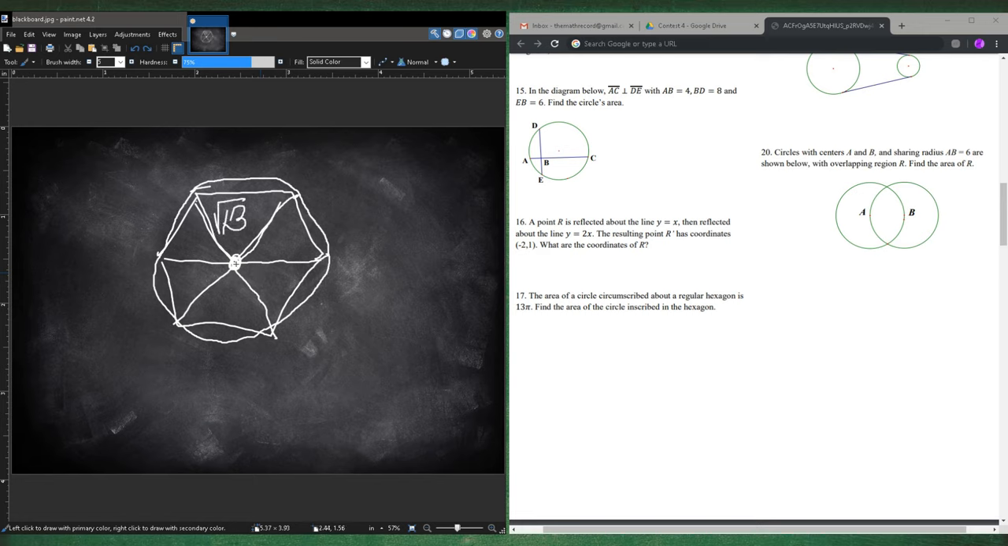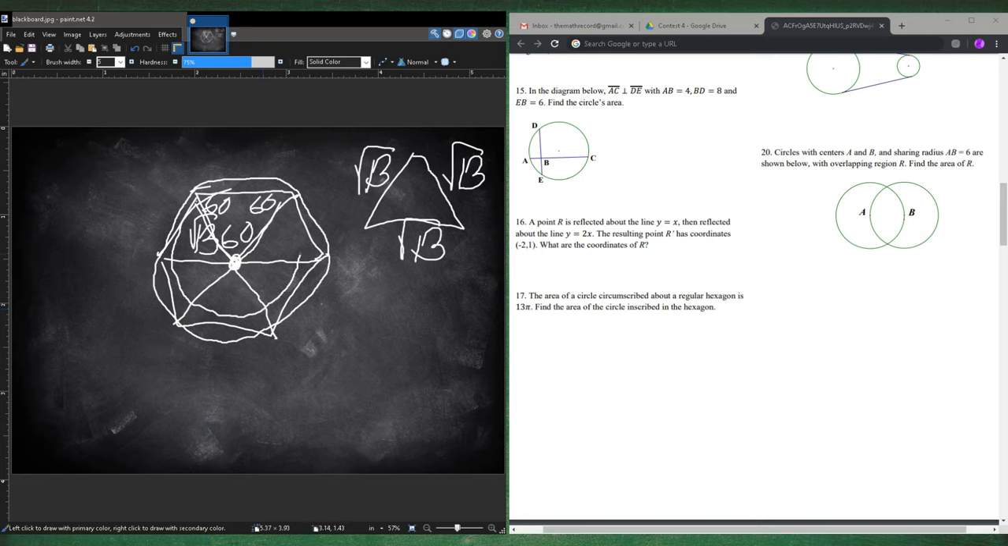We only need to focus on one right now. Since it's a hexagon, it's just made by 6 equilateral triangles. So this is just 60, and this 60, and this 60. The side length is square root 13. So you have a triangle with square root 13 as all its sides. And find the area of the circle inscribed in that hexagon. So now you want a circle inside that's touching all the side lengths.